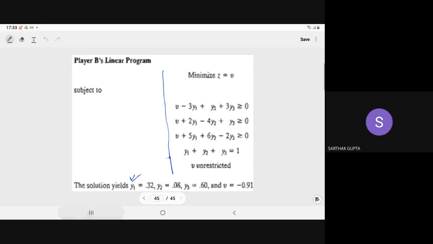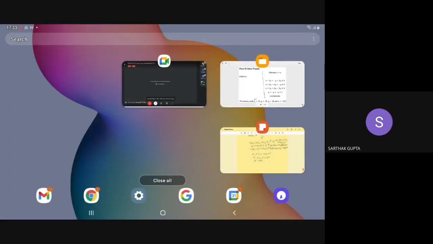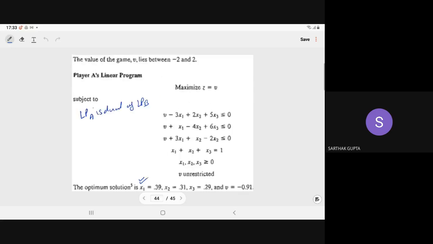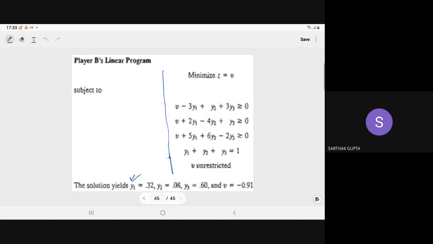Sir, if V is negative, that means A is losing, right? Yes, A is losing. Okay, sir. The value of the game is the same from both. Either you solve the player A problem or the player B problem, the value of the game will be the same.